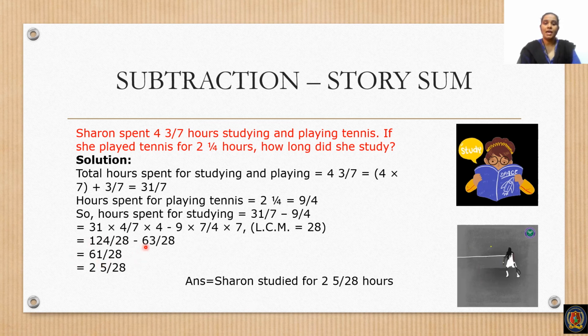It is an improper fraction, so we can convert it into a mixed number. 2 5 by 28. The answer: Sharon studied for 2 5 by 28 hours. Understood, children? So first we need to find the LCM, find the common denominator, and then we need to subtract only the numerators.